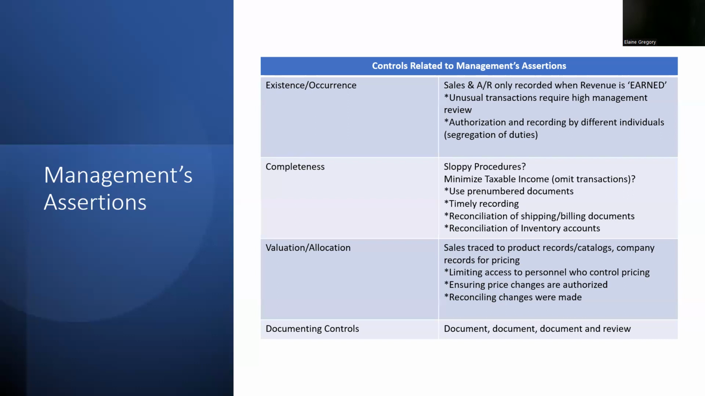Our sales, we need to trace sales back to products, records, catalogs, and company records for pricing. Is what is in the catalog actually being charged to the customer? Are we limiting access to those who are controlling the pricing? Is the company ensuring that price changes are authorized? Finally, is there a reconciliation going on? And finally, document, document, document.